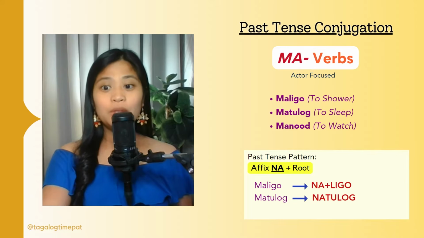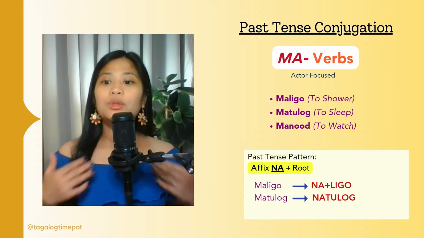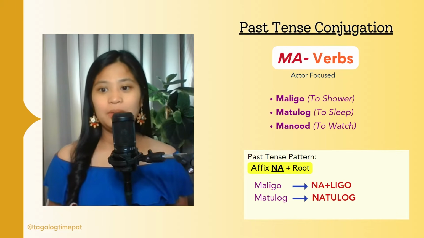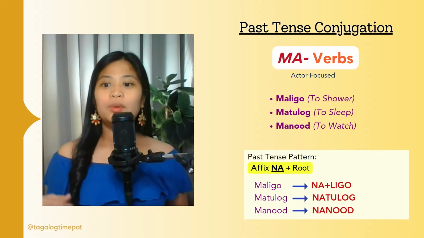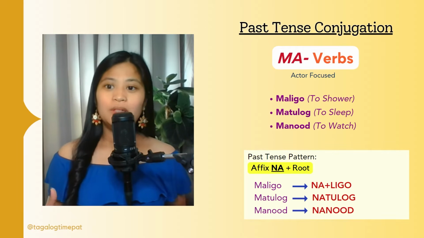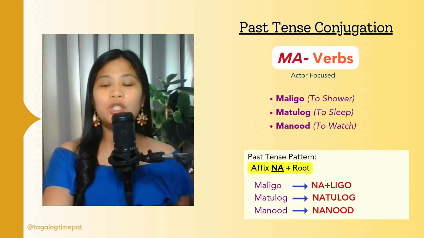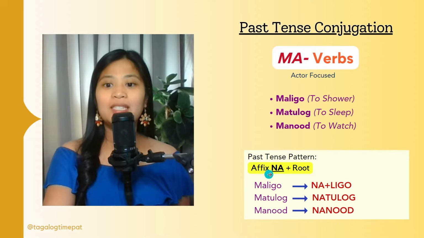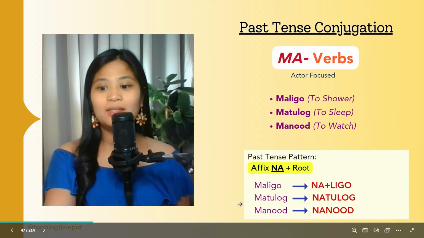Okay, matulog, to sleep, in the past tense is natulog. Natulog ako. I went to sleep. And then manood will be nanood. So, nanood ako ng sine. I watched a movie. So again, we are just using this pattern, affix na plus the root, and that is how you change ma-verbs into the past tense.